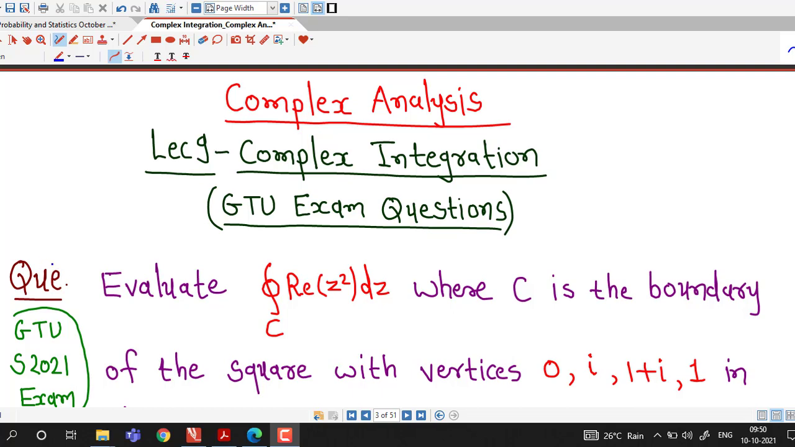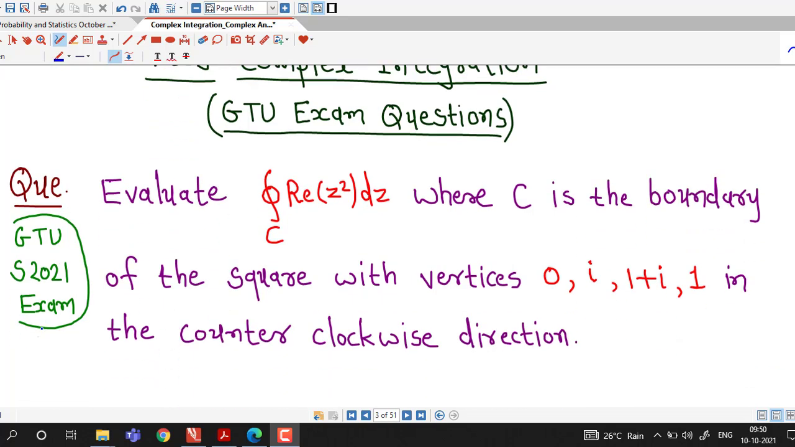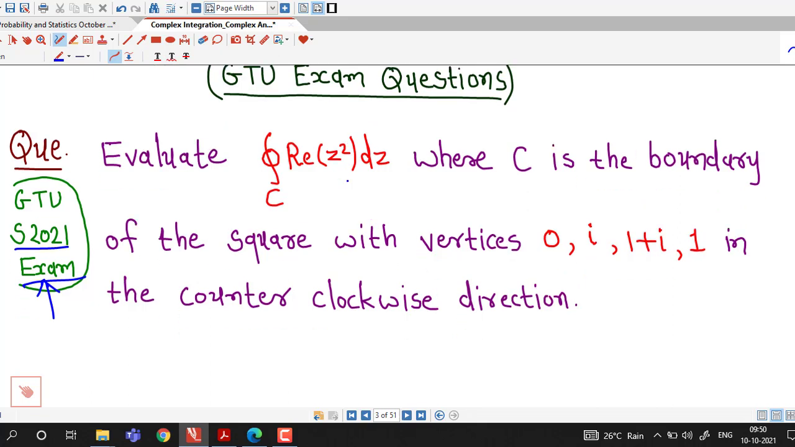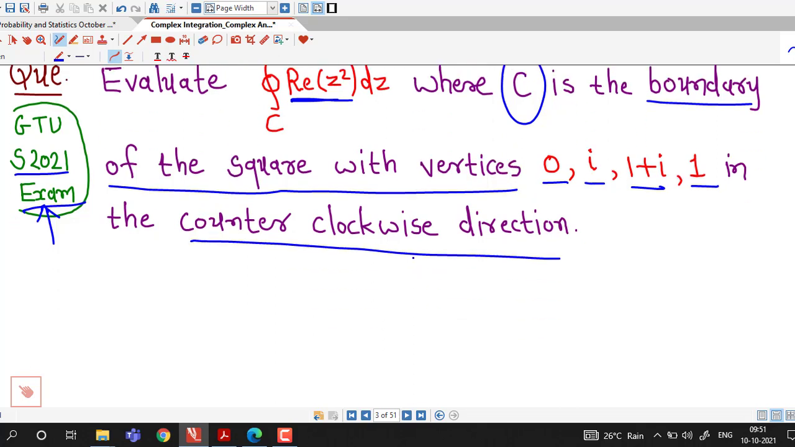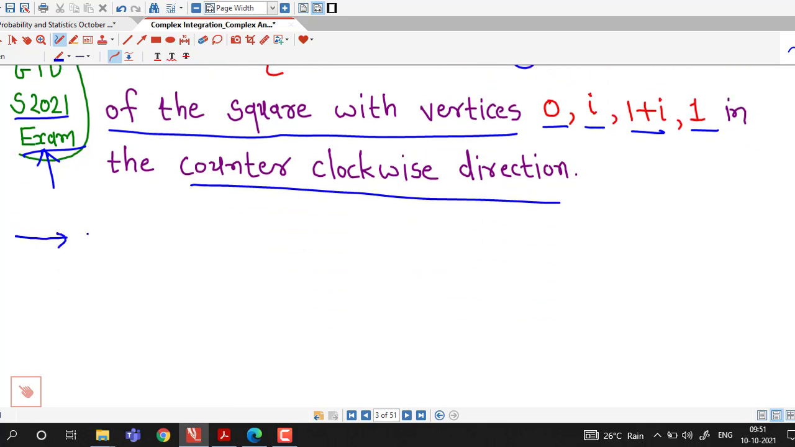In this lecture we are going to discuss one problem which was asked in GTU Summer 2021 examination. So let's try to evaluate this complex integral. Here the function is the real part of z square, and we have to find the integral of this function along this contour, which is the boundary of this square with vertices 0, i, 1 plus i and 1, in the counterclockwise direction. So first we write down the given function and we denote the function by f of z.